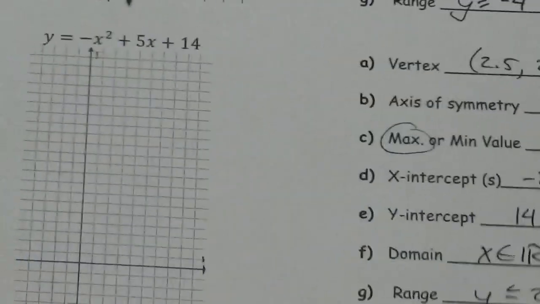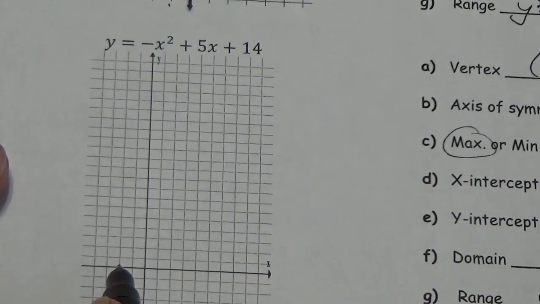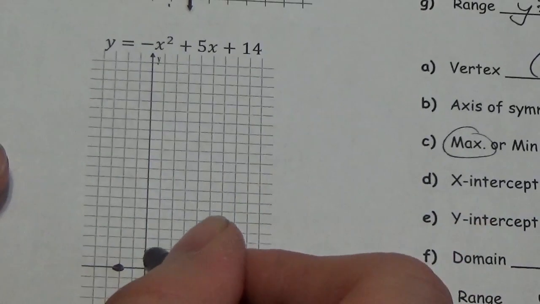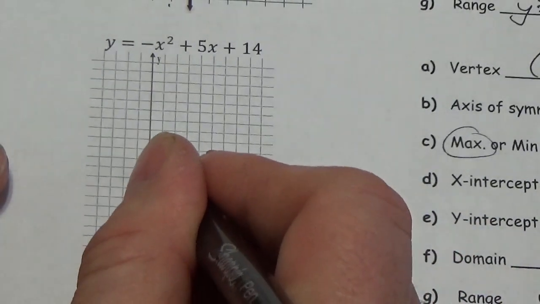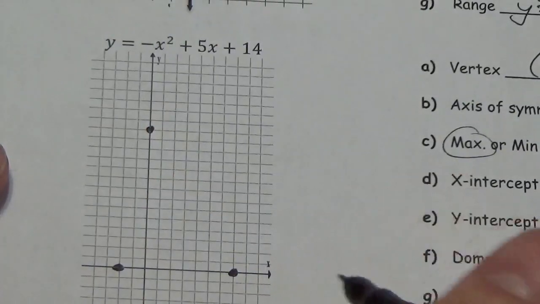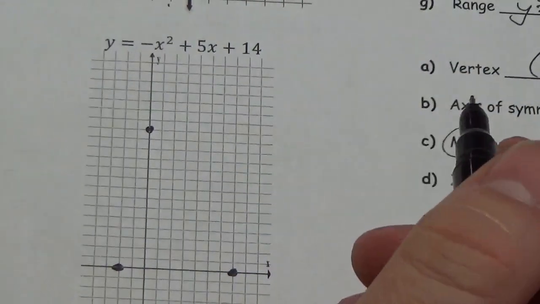Now, I've got this grid here. I'm going to put my stuff on the grid here. I know that my x-intercepts are going to be negative 2 and 7. 1, 2, 3, 4, 5, 6, 7. That's easy. My y-intercept was 14, so 1, 2, 3, 4, 5, 6, 7, 8, 9, 10, 11, 12, 13, 14. There's no scale on there, so I got to do it like that. And then my vertex is 2.5, 20.25.